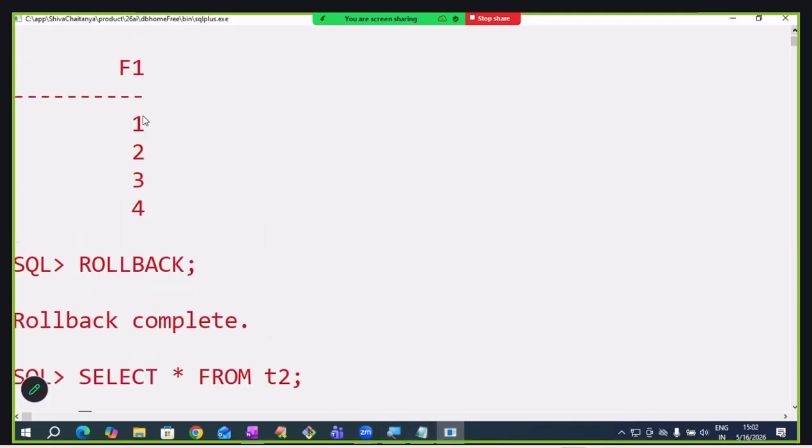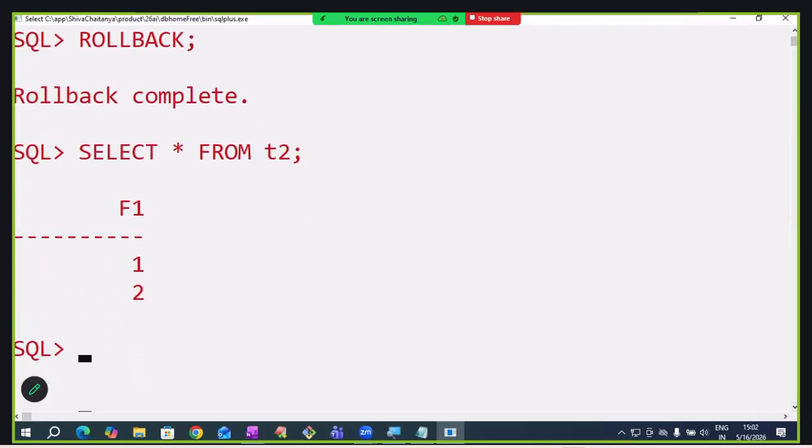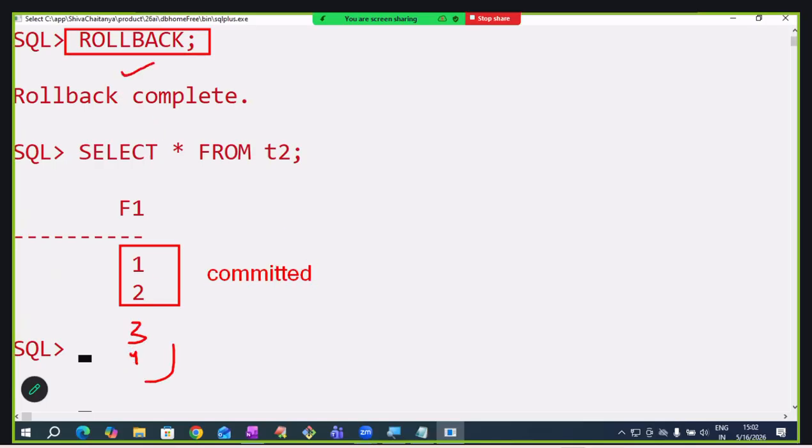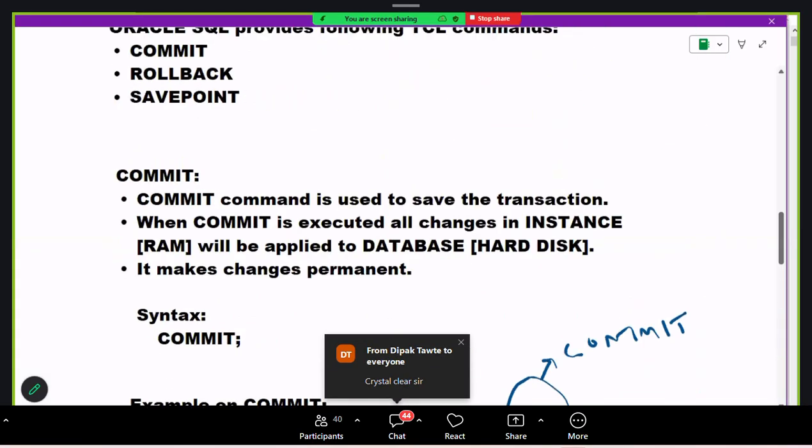Observe, before rollback, 4 rows were there. After rollback, 2 rows are there. Hence, committed data cannot be cancelled by rollback. This is committed. This rollback is cancelling these uncommitted actions. Is this point clear? That's it. This is the way of using rollback. Commit and rollback topics are over.